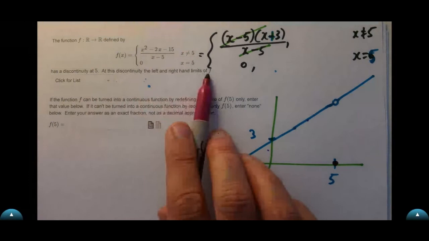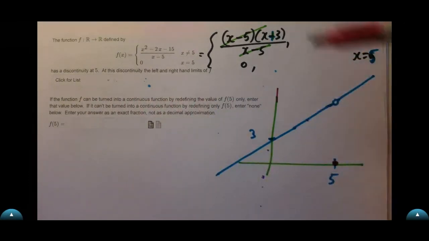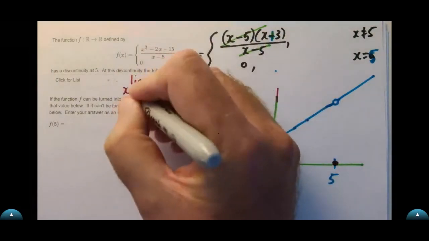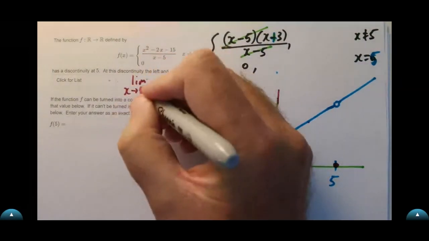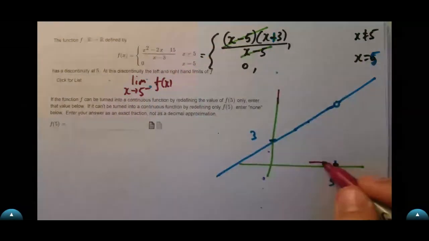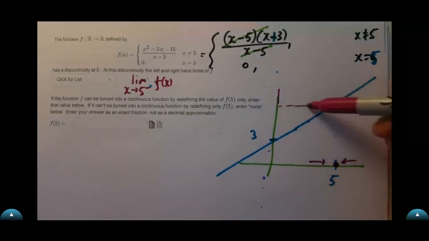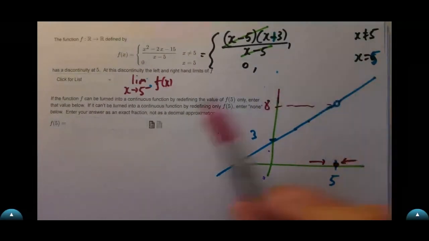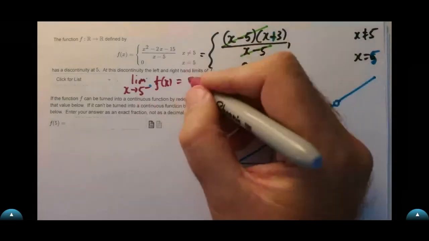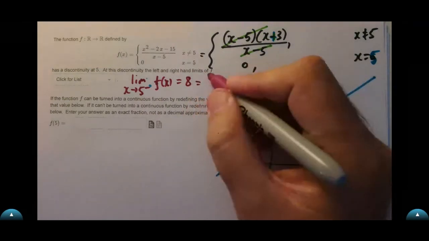at this discontinuity, the left-hand limits and the right-hand limits, well, what's going on? Who can tell me, if that's f, what is the left-hand limit as we approach 5? Who can tell me? It's going to be 8, right? Because we can just take 5 and put it in there, 5 plus 3 equals 8. And what about the right-hand limit? It's going to be the same.